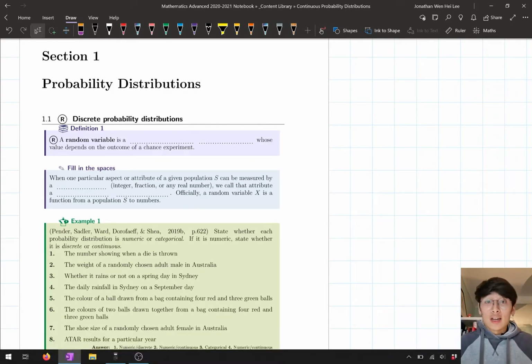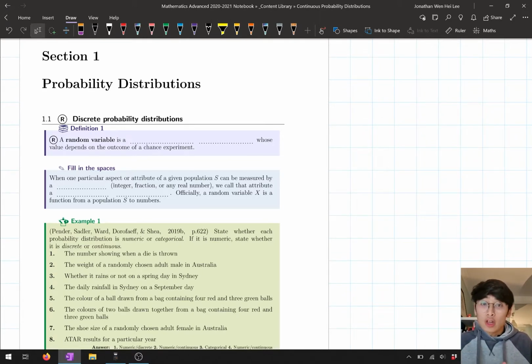In this video we're starting a new topic of continuous probability distributions. What this topic actually brings together is some of the stuff that we looked at earlier in Year 11, where we looked at probability distributions and discrete probability distributions, and we're going to apply that further to look at continuous variables in particular. So that's what we're going to need to do.